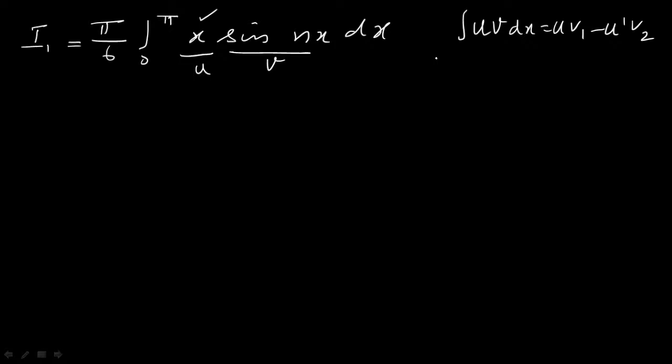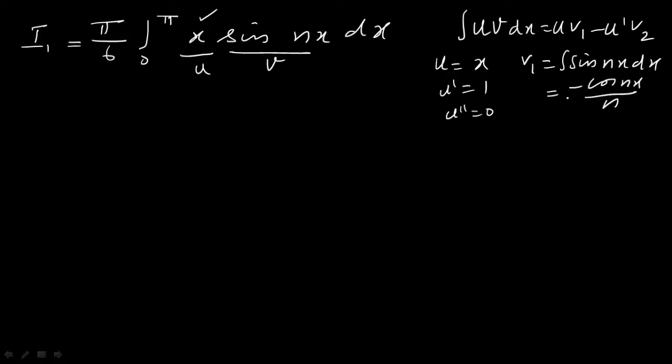So for that, first you write what is your u. U is x, u dash is 1, isn't it? U double dash is 0. Next we calculate v1, v2. v1 is nothing but integral v, that is integral sine nx dx. Integral sine nx is minus cos nx divided by n. This is your v1. Next v2: you integrate this v1 with respect to x. So minus 1 by n is constant. Integrating cos nx you get sin nx divided by n. Already you have n in the denominator, so that is n square, isn't it?